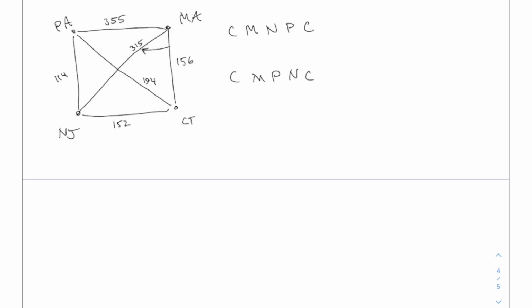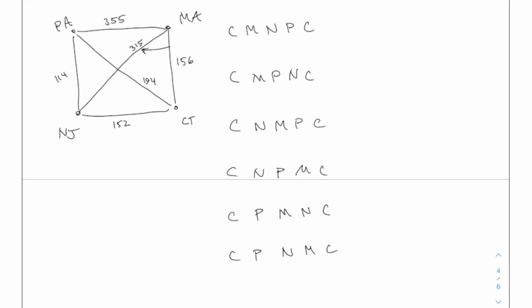But I could also do CMPNC, right? That's the other one, which goes M first after the C, of course. Then I could go CNMPC or CNPMC, or I could put P next, CPMNC or CPNMC. I believe those are all the different ways that you could reorder this. All right? And now for each of those, I'm going to add together the weights, and then we'll see which one is the best.